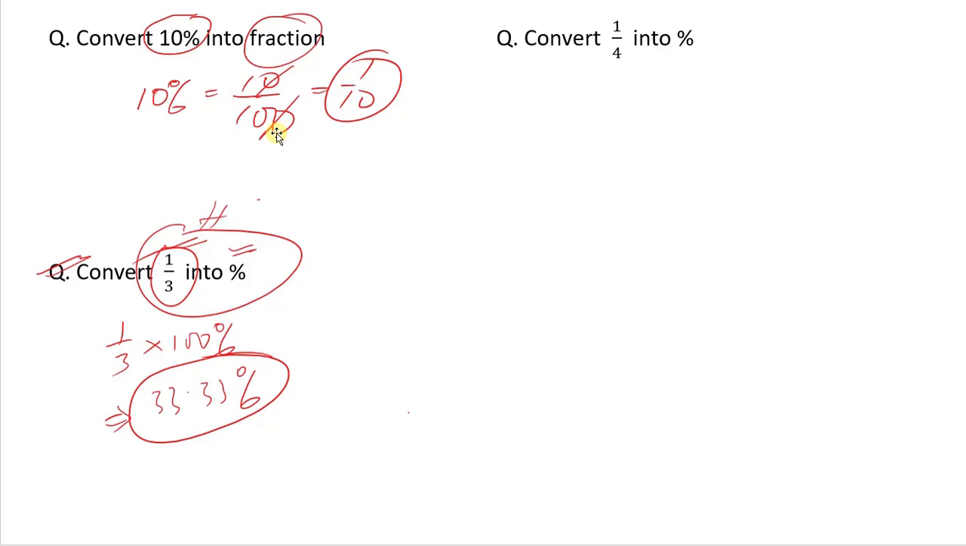Similarly, we have to convert 1 by 4 into percentage. So therefore we simply multiply the fraction by 100%. Then we have 25%. So this is how you convert from percentage into fraction and fraction into percentage.